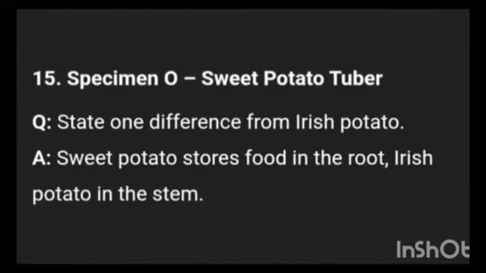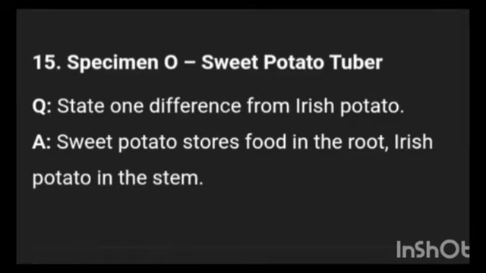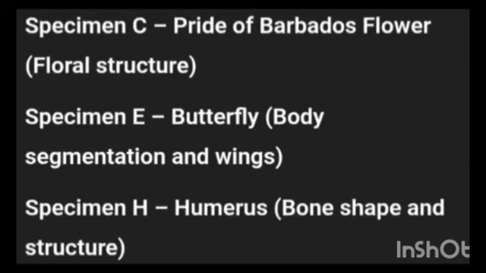That's for specimen N. And the last specimen, specimen O, the sweet potato tuber. State one difference from Irish potato. The sweet potato tuber stores food in the roots, while Irish potato stores food in the stem. That's specimen O. Alright, so I will send the pictures or some of the diagrams that we must take very seriously. We must learn to draw them correctly and label them accurately.